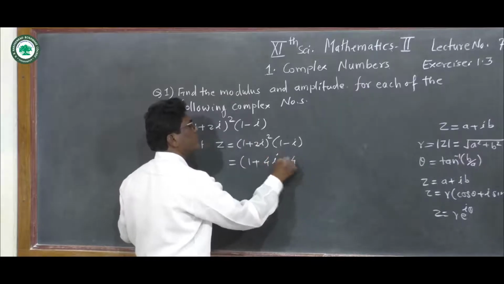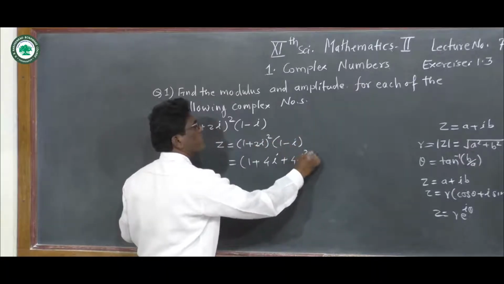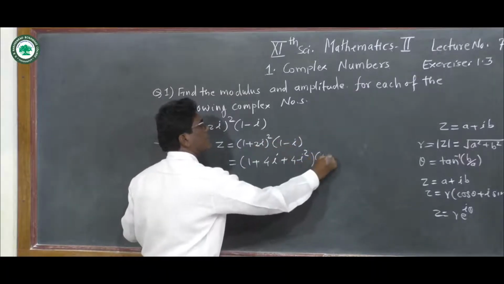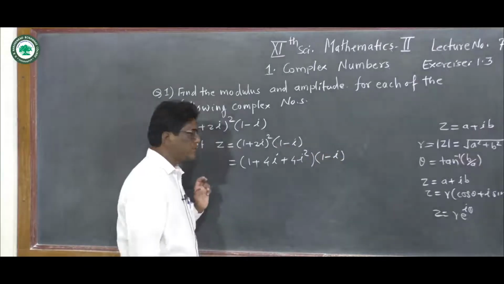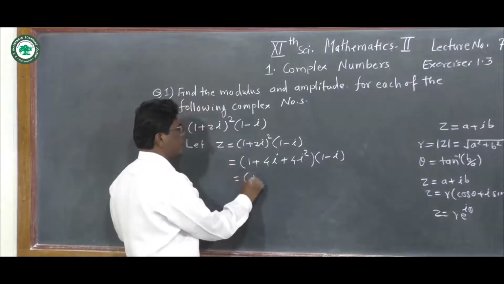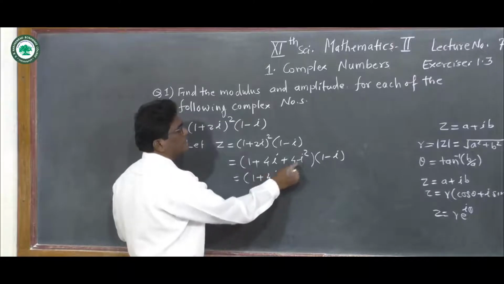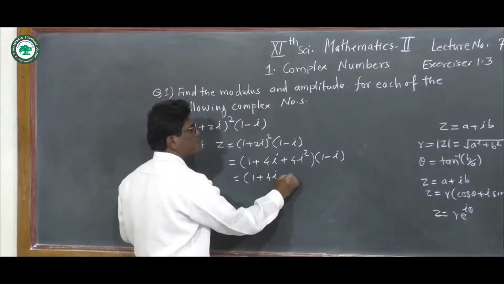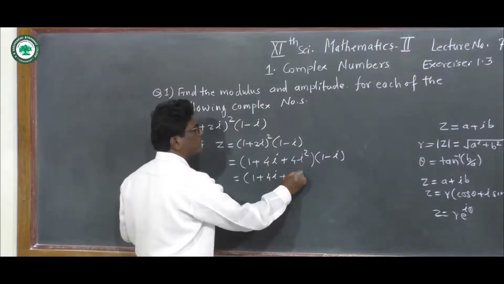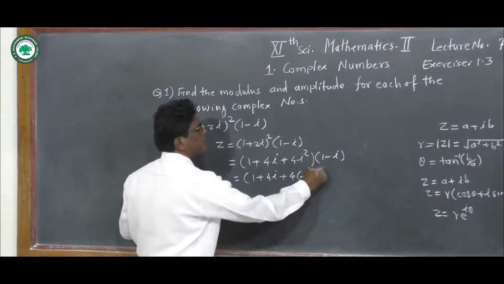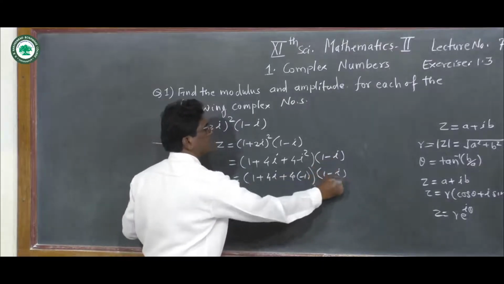Here 2 square is 4 and i square is i square. And this second bracket, 1 minus i, stays as it is. So it is equal to 1 plus 4i. Now here we know i square is minus 1. So 4 into minus 1, and this 1 minus i as it is.